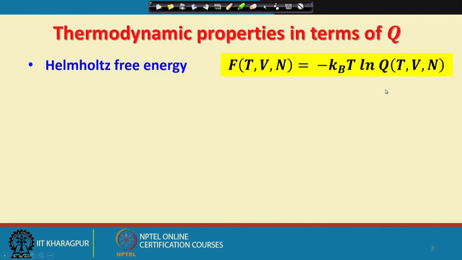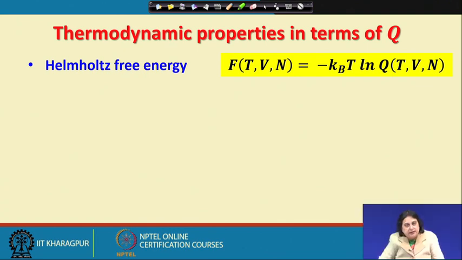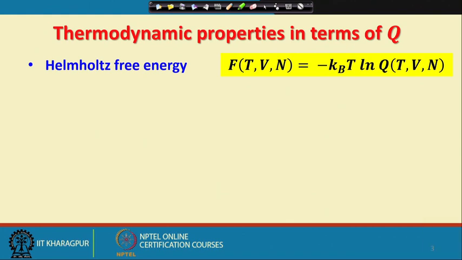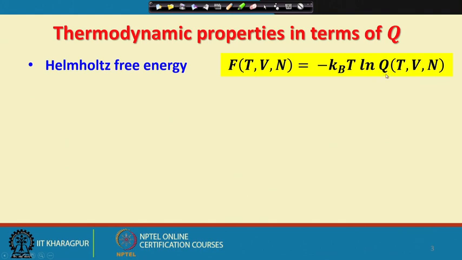So, this is the relationship that we already know from the derivation that I presented in the earlier lecture. We know that the Helmholtz free energy, which has natural variables T, V and N, is related to the natural logarithm of the partition function capital Q, and here this capital Q contains all the information regarding the microscopic states of the system.